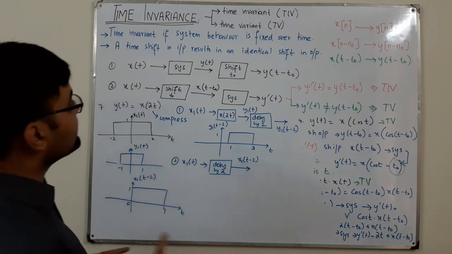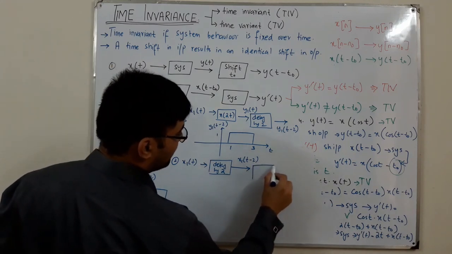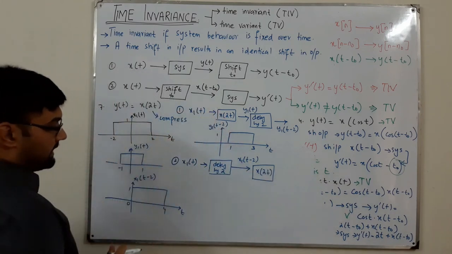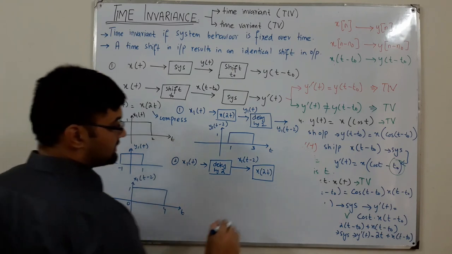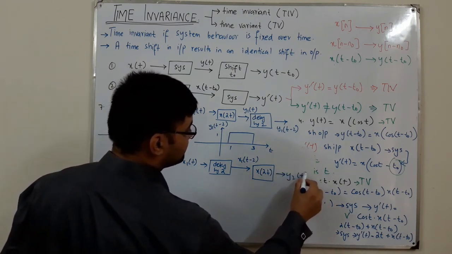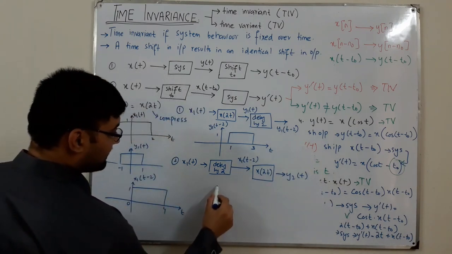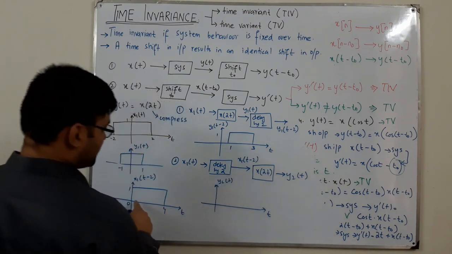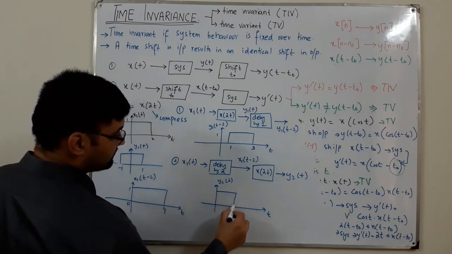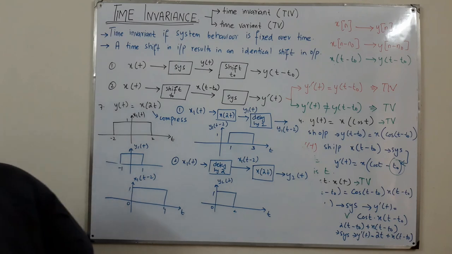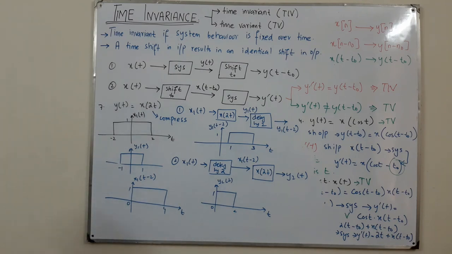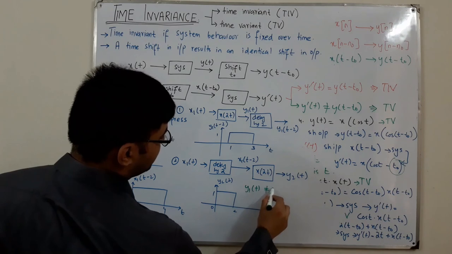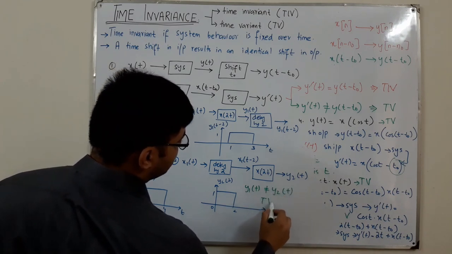Fine. Now you provide the shifted version to the system, and the system is x of 2t, which means it is now compressing this signal by 2 units. So finally you have y2 of t. So 0 to 4 would now be 0 to 2. Isn't it so? It is. Which means that y1 of t is not equal to y2 of t. So this implies that this is a time variant system.